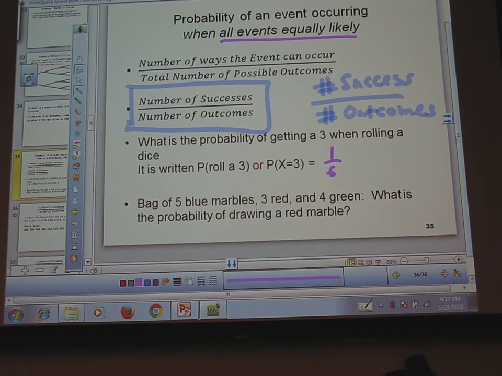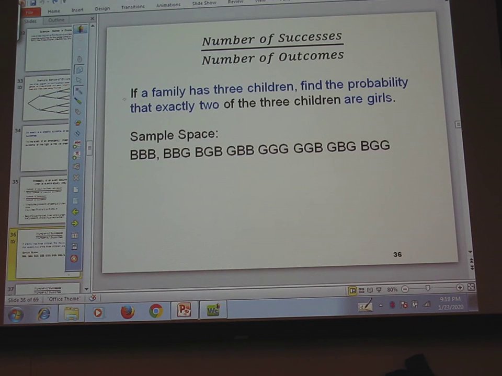I have a bag. It has 5 blue marbles, 3 red marbles, 4 green marbles. What's the probability I draw a red marble? Here, a red marble would be a success, right? I'm trying to draw a red marble. How many successes do I have? 3. How many possible outcomes? 12. So my probability of drawing a red marble is 3 out of 12. Good? Only 25%. We'll keep it easy.